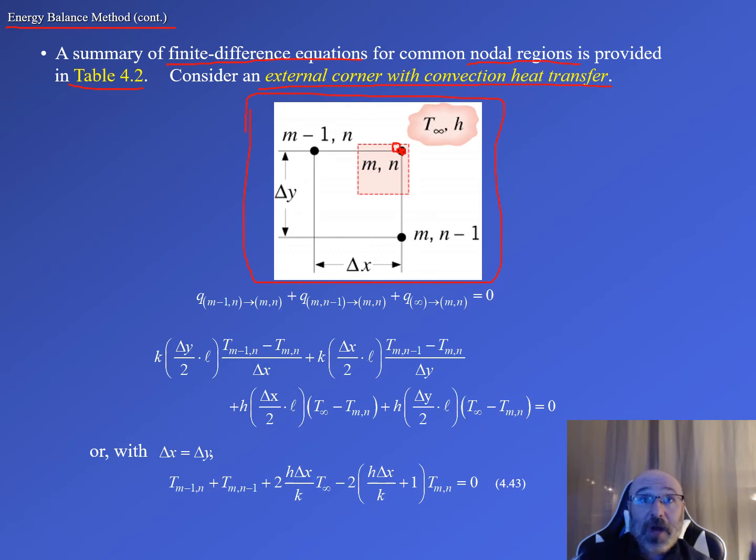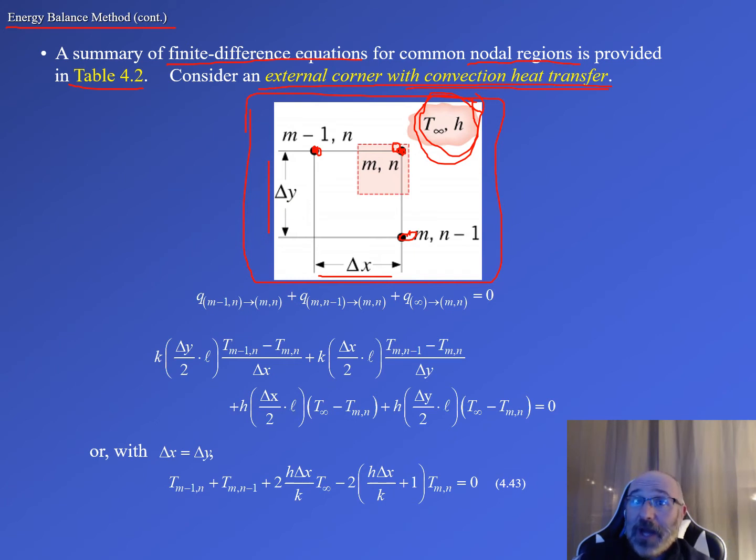Now we can see our surrounding nodes right here. We have our (m-1, n) over here and our (m, n-1) right there. We can see the distance between these nodes is delta x in this direction and delta y in this direction. And now we're dealing with convection heat transfer on the corner node right here. So there's our convection terms, there's our h value and our T sub infinity right there.